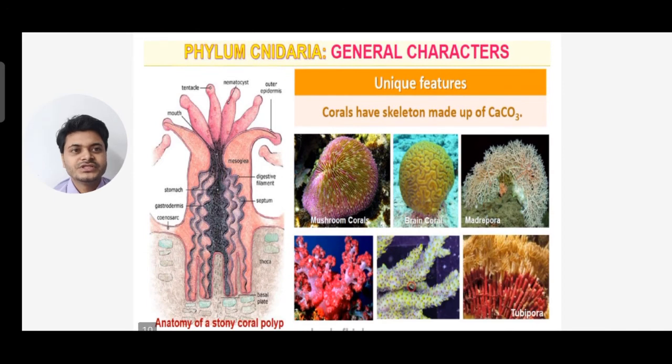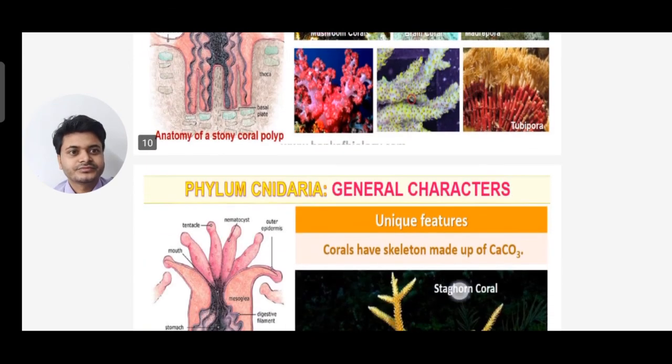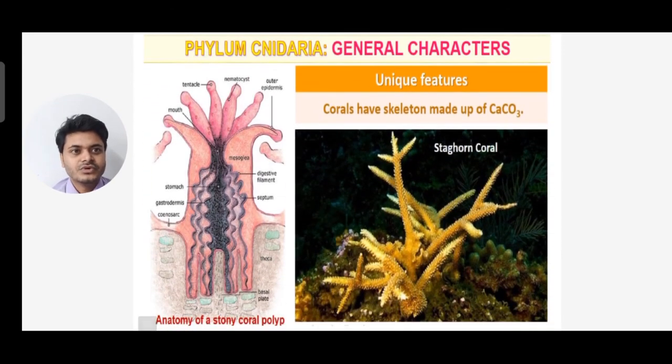One more unique feature they have is that corals have a skeleton made up of calcium carbonate. You can see mushroom corals, brain corals, Madrepora, Tubipora. These all corals have a skeleton made up of calcium carbonate. You can see the anatomy of a stony coral polyp. So coral have a skeleton made up of calcium carbonate. You can see the figure given below.